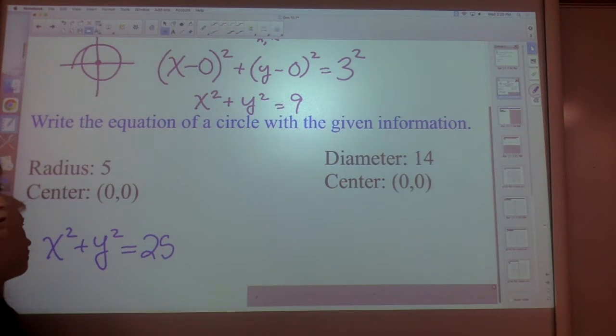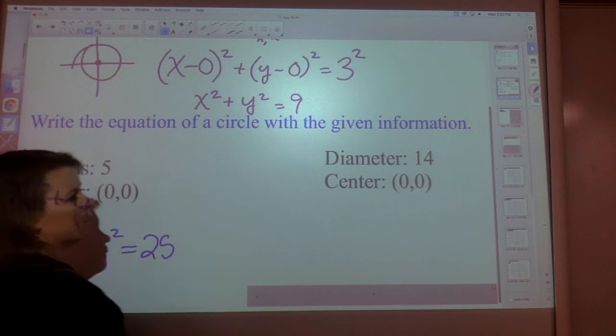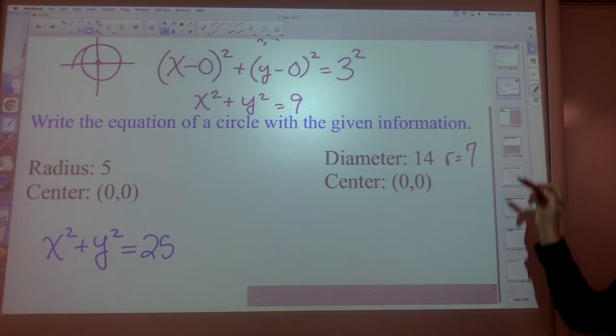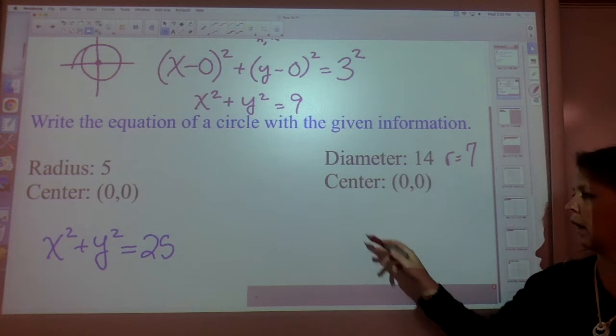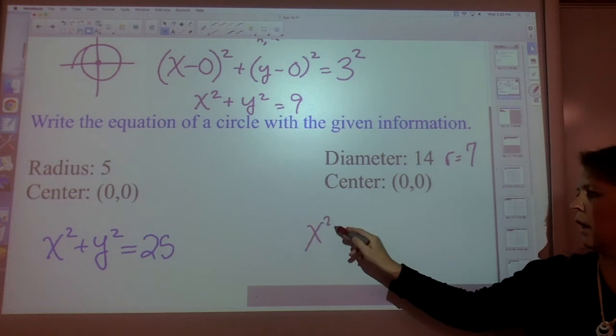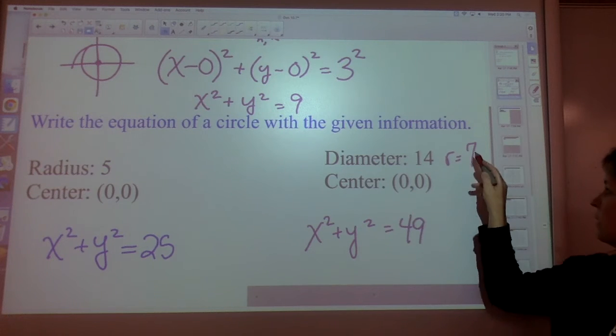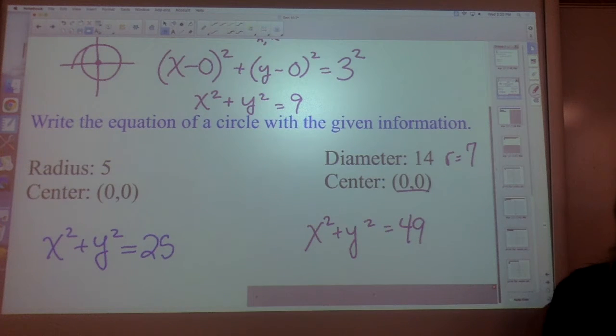Try it again, just don't get tricked by the diameter. If the diameter is 14, the radius is only 7. So be careful on the reading, not necessarily just the math. x squared plus y squared equals 49. 7 squared, your center is at 0, 0.